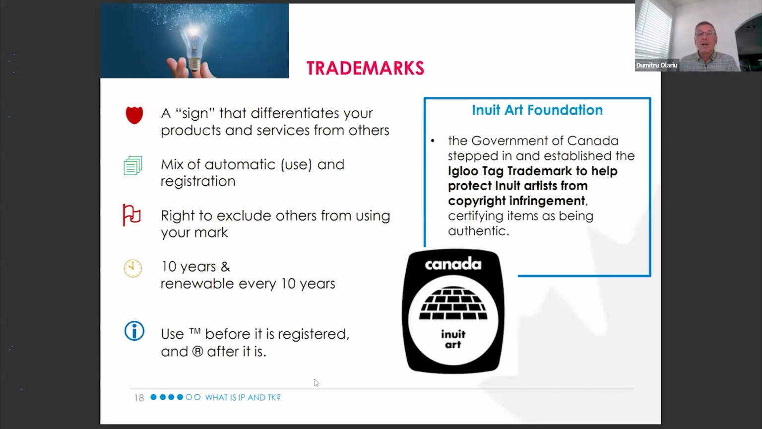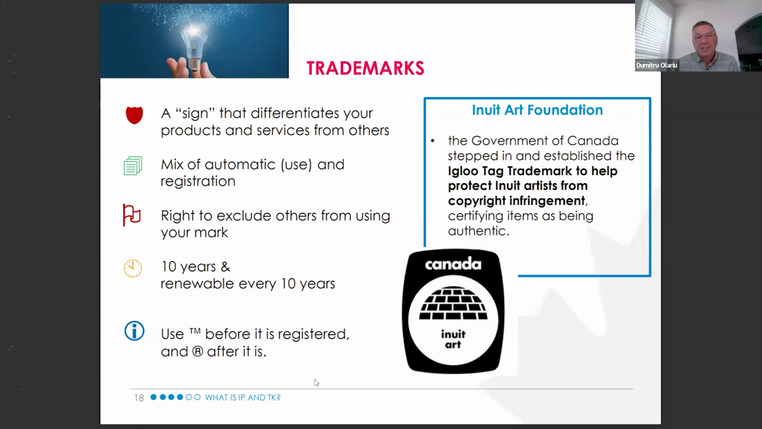You see here an example of a trademark. Actually, it's a certification mark. It defines a standard. So the government of Canada established that kind of certification trademark to help protect Inuit artists from copyright infringement. So that's the power of using the traditional trademark system as a certification mark.